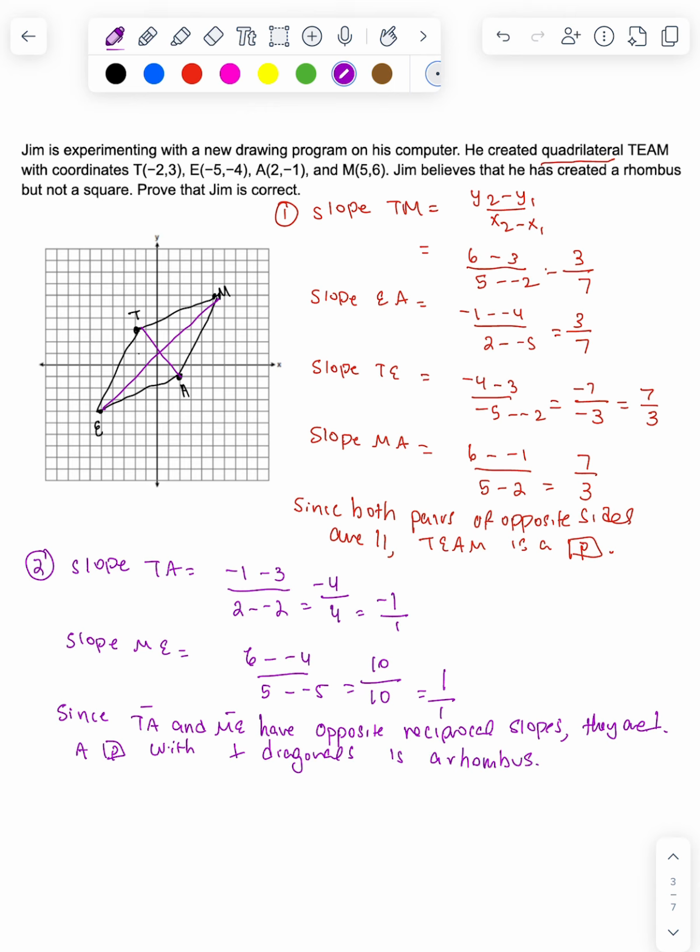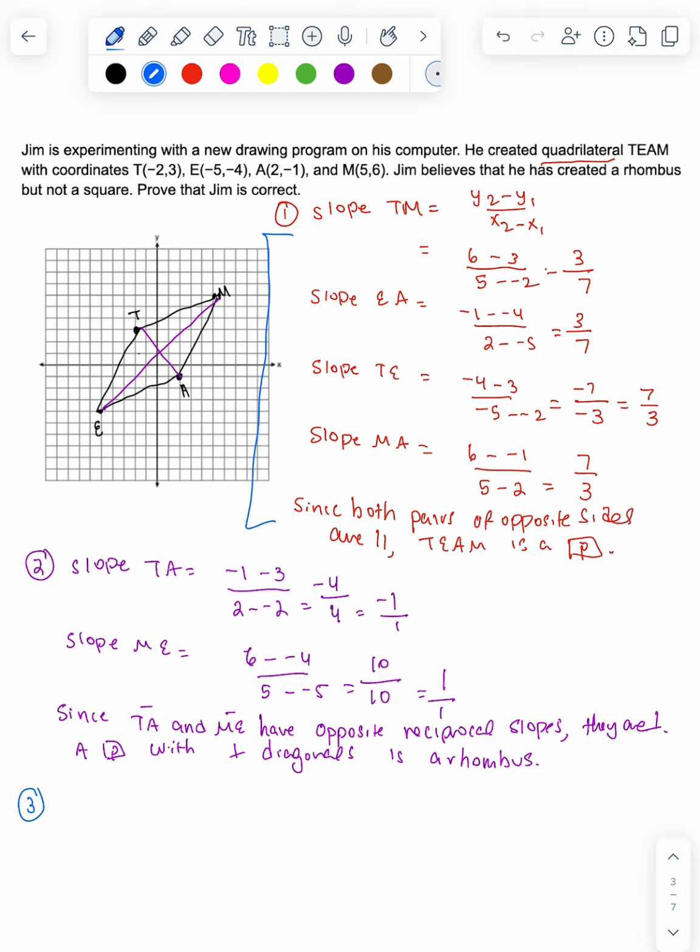And then finally, let's show that it's not a square. In order to be a square, it needs to be both a rhombus and a rectangle. In order to be a rectangle, one property that would make it a rectangle is right angles in the corners. But when we found the slope of all the sides, when we were proving it's a parallelogram, there were no opposite reciprocal slopes. 3 over 7 and 7 over 3, those are not opposite reciprocals. They're reciprocals, but they're not opposite signs. So there's no perpendicular sides, so there's no right angles, so this can't be a rectangle.